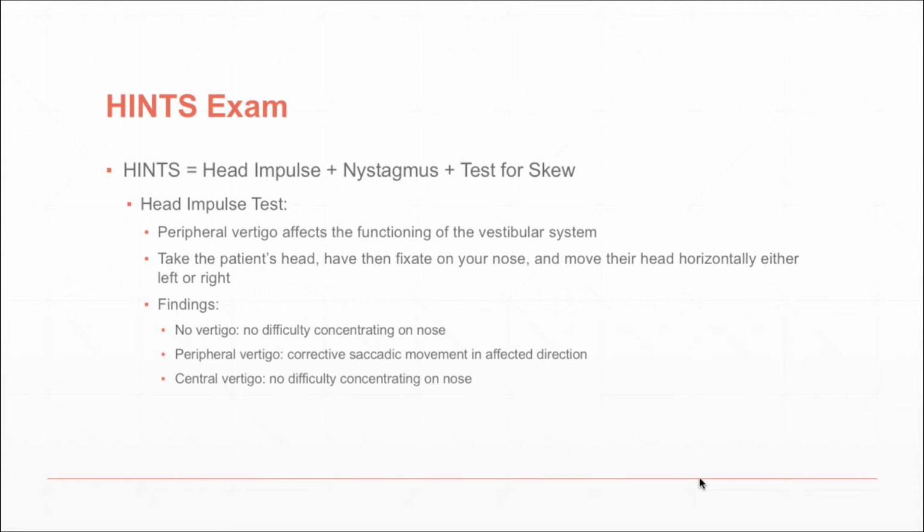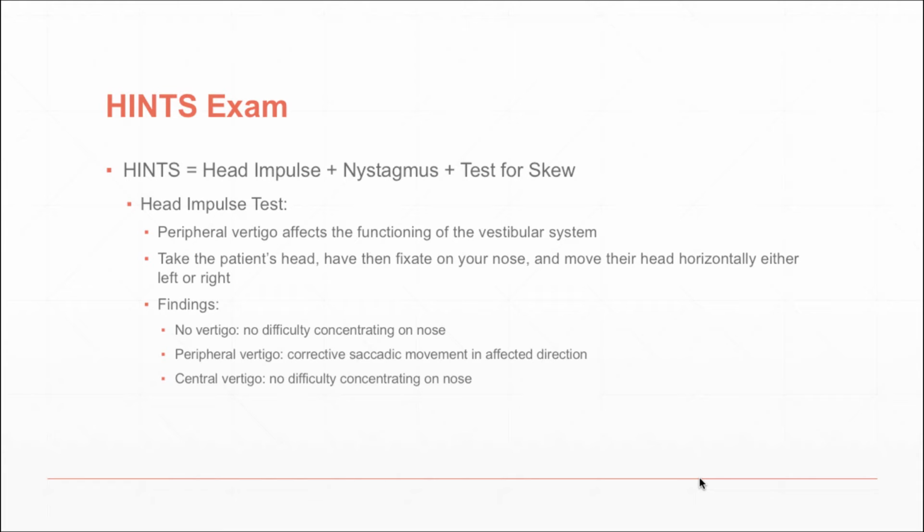If you think about what a head impulse test is, you're basically holding somebody's head, asking them to look at your nose, and then turning their head very quickly from one side to the other. You want them to focus on your nose, and you're looking for different movements in their eyes. So if you do this to somebody who has no symptoms, they'll be able to track your nose without any issue.